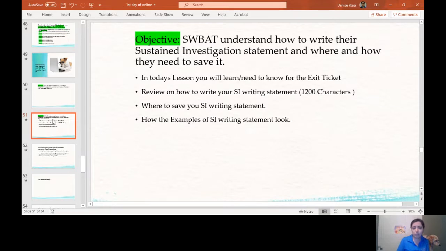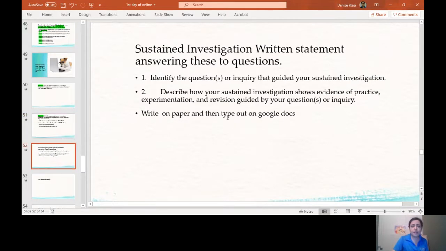So we will review how to write your sustained investigation written statement. It will only be 1,200 characters, no more than that. Where to save your sustained investigation written statement, and how the examples of the sustained investigation written statement look. So let's get started with first how the prompt looks.